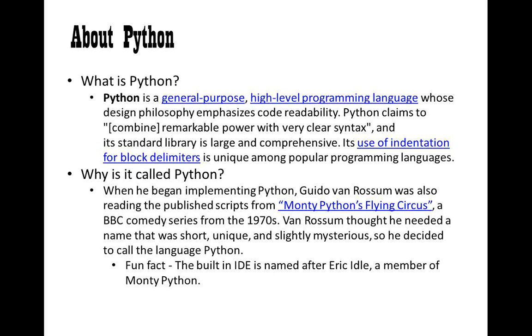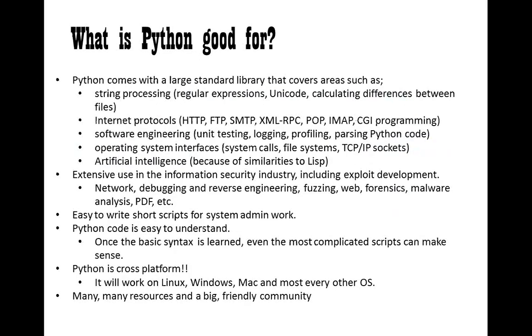Why is it called Python? Of course, Monty Python's Flying Circus is the reason. When he began implementing Python, Guido van Rossum was also reading the published scripts from Monty Python's Flying Circus. Van Rossum thought he needed a name that was short, unique, and slightly mysterious, so he decided to call the language Python. Here's a silly little fun fact: the built-in IDE in Python is named after a guy from Monty Python, Eric Idle.